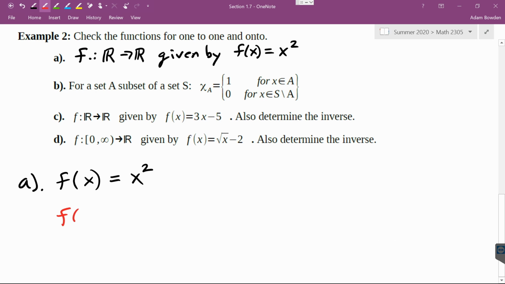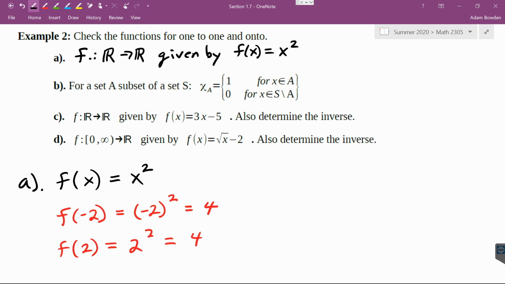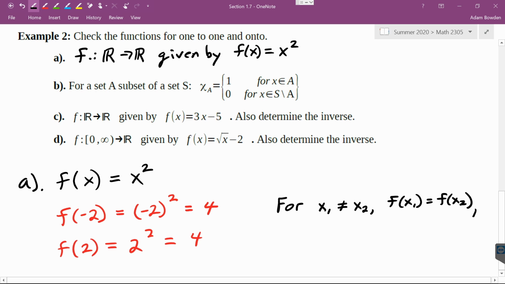Well, for instance, I can plug in -2, and that would turn into -2 squared, or +4. And that's the same result that I would get if I plugged in 2 squared, and it's 4. So this means for two different numbers for x, I get the same number out as a result. So by definition, since our two x's, x1 and x2, are not equal to each other, however, the function values are equal to each other, then we know it is not one-to-one.